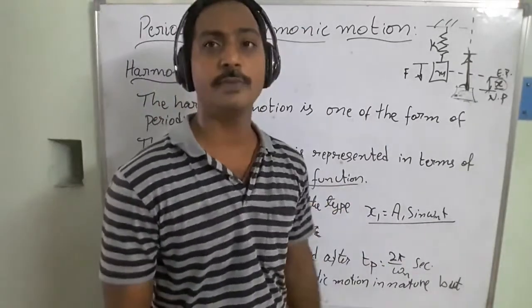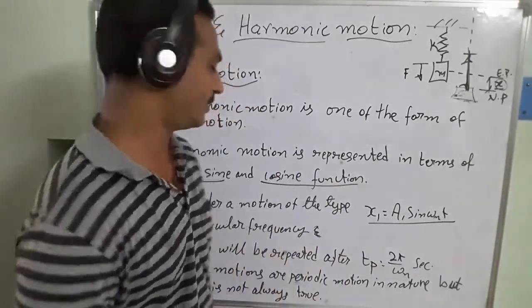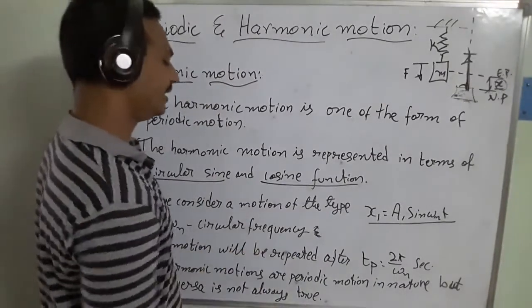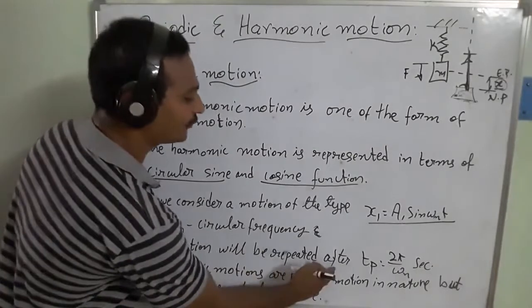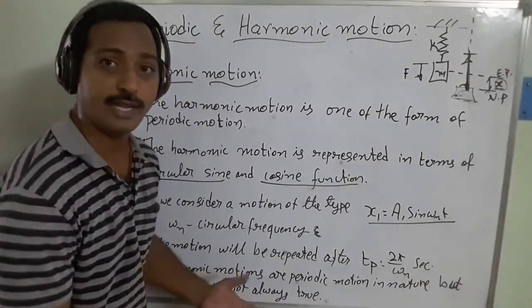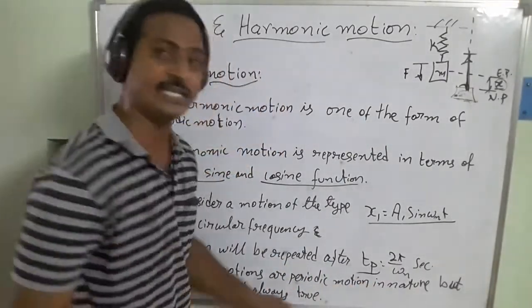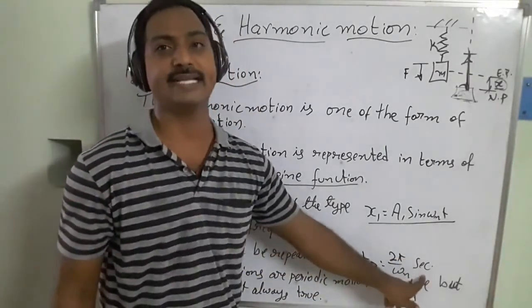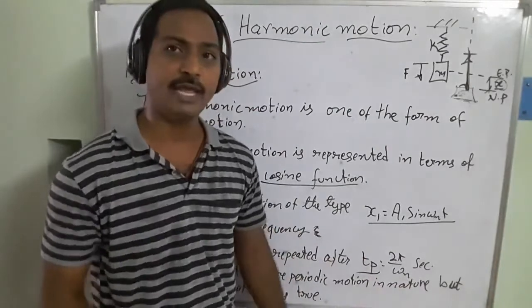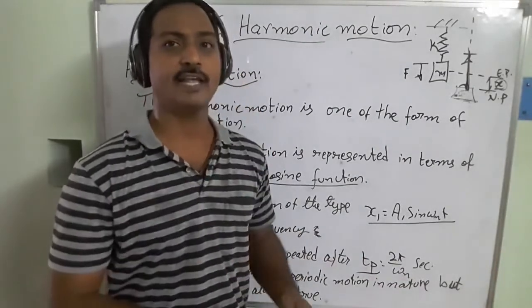Omega n is the circular frequency of the system. What is the circular frequency? We define how much time it takes for the motion to be repeated. That is the time period: Tp equals 2 pi by omega n seconds. This is the amount of time taken to complete one cycle of the system.